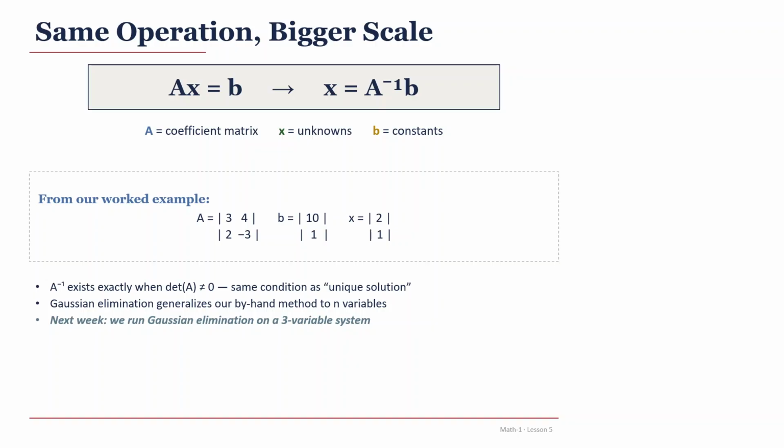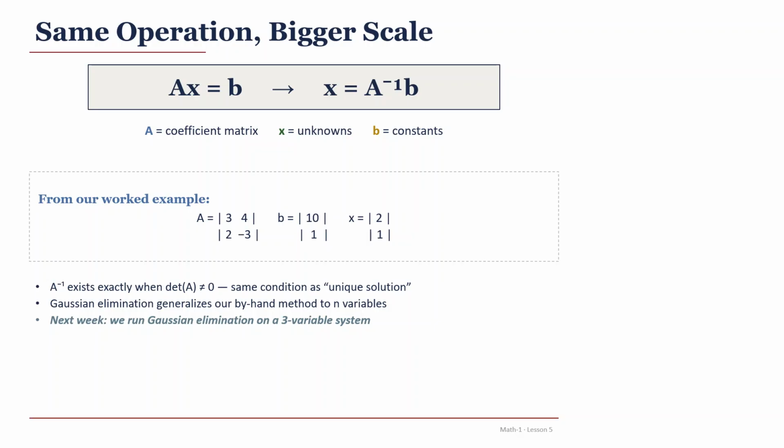Solving a system of n equations in n unknowns is exactly the operation that matrix inversion performs. Write the system as A times x equals b, where A is the coefficient matrix, x is the vector of unknowns, and b is the vector of constants. The solution is x equals A inverse times b, provided A is invertible. Invertible is just the determinant test in disguise.